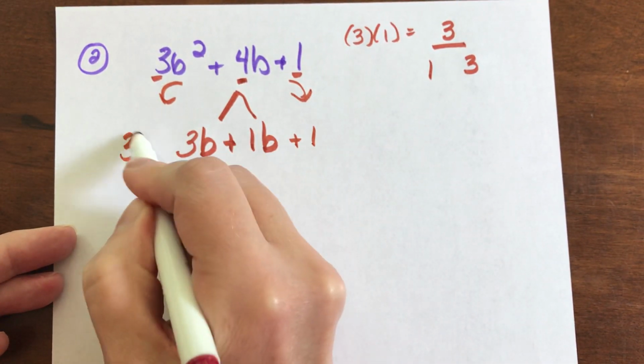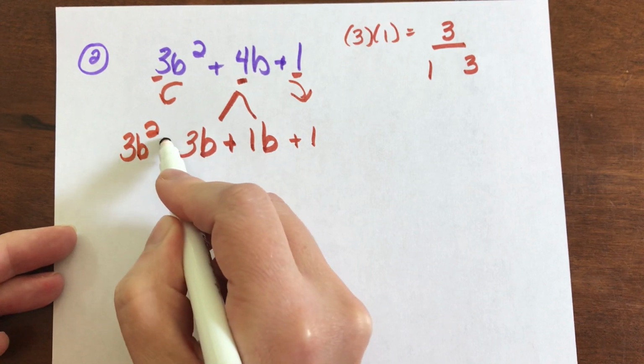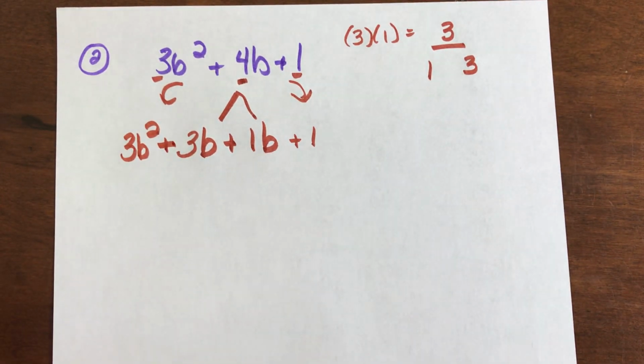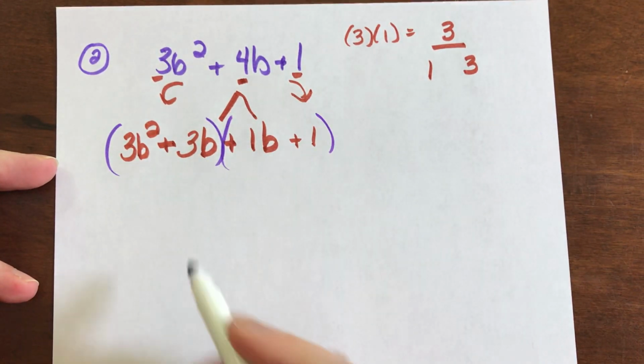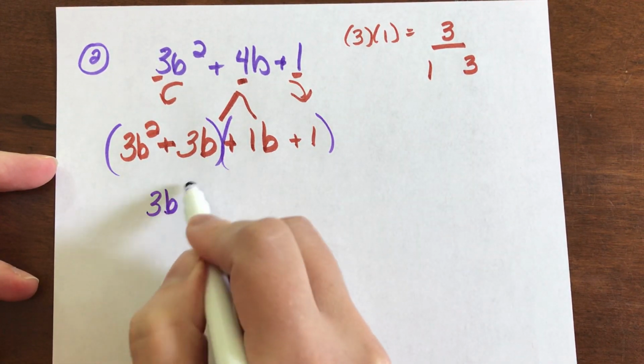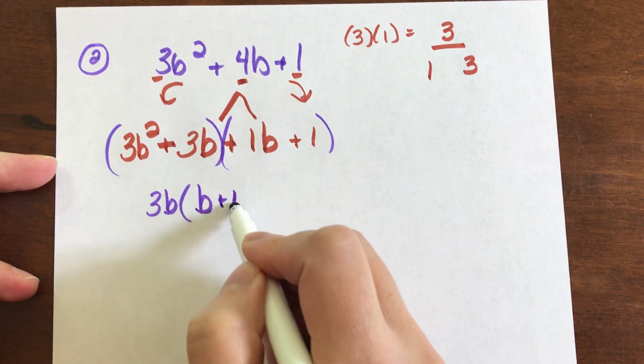I bring down the 3b squared. Again, you need a sign in between there. That was a positive 3b. And then I factor by grouping. I group the first two. I group the last two. I pull out a 3b, which is going to give me b plus 1.